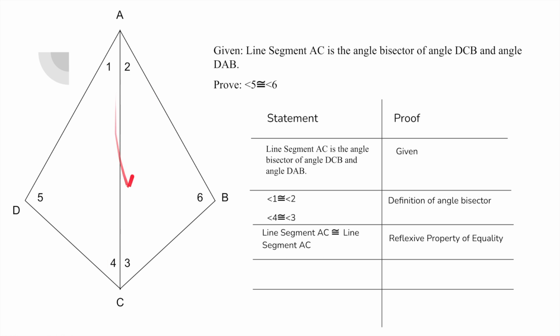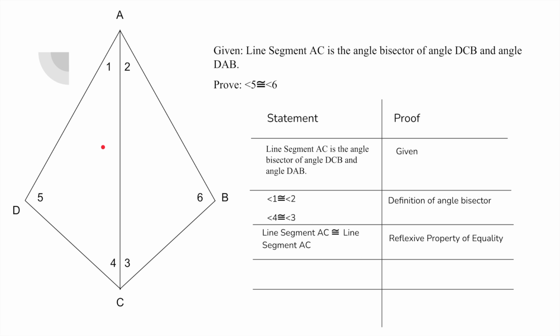Now some of you might be thinking, well that's dumb, I know that something is equal to itself. However, in a geometry proof, it is necessary that you state it before you try and use a triangle congruence theorem. So that would be our third line, reflexive property of equality.